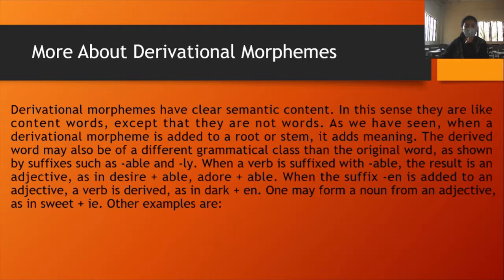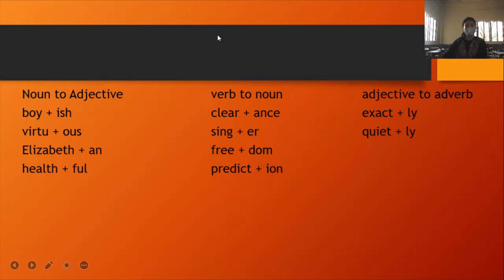When a verb is suffixed with able, the result is an adjective, as in desire plus able, adore plus able. When the suffix en is added to an adjective, a verb is derived, as in dark plus en. One may form a noun from an adjective, as in sweet plus ie. Other examples are these.